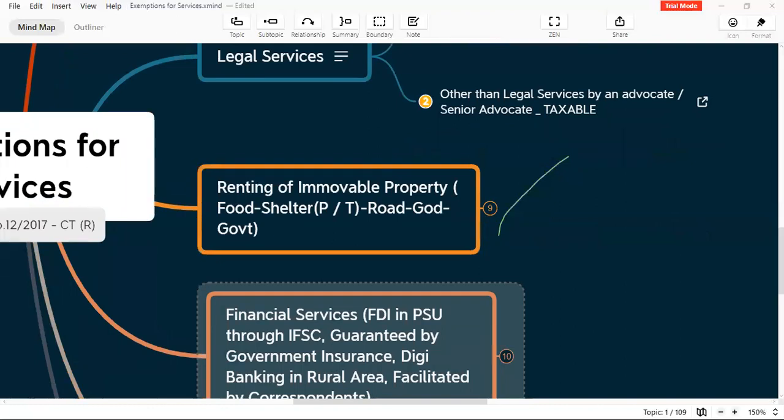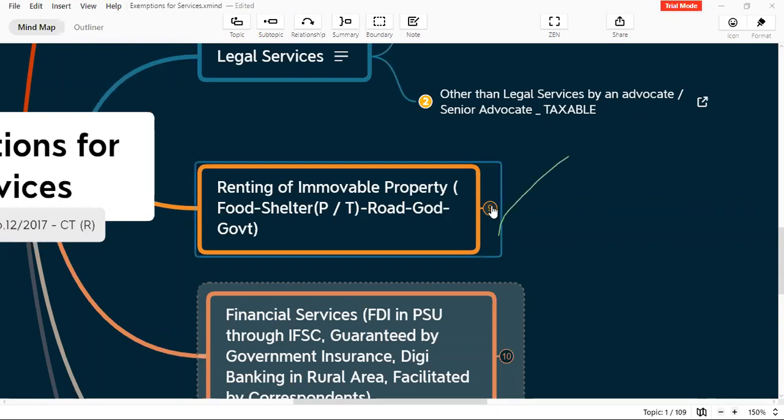This is the next industry we have derived. I repeat, these are all primarily for our understanding. The law has not defined it like that, and even the institute material has not. So this will give an easier way of demonstrating things. For renting of immovable property, we have about 9 exemptions here. So totally 9 exemptions are there.